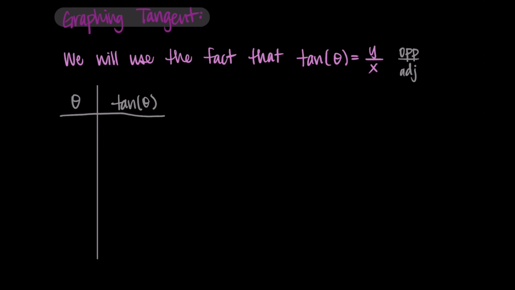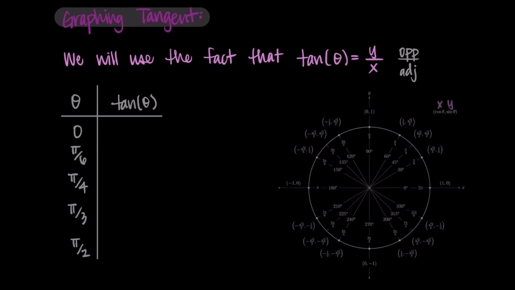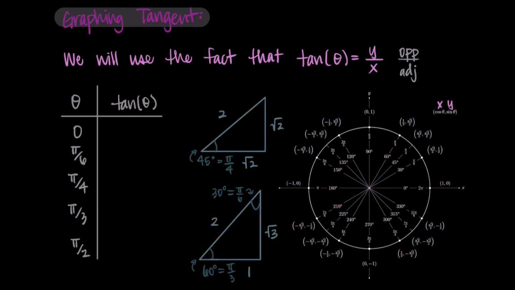So let's start in quadrant 1. For my inputs, I'm going to do 0, pi over 6, pi over 4, pi over 3, and pi over 2. I'm going to use a mix of looking at the unit circle and looking at reference triangles. I'm going to use the ones with a radius of 2, so I've just taken the radius of 1, or the hypotenuse of 1, and I've multiplied everything by 2 to get these. You can only look at the unit circle if you'd like.